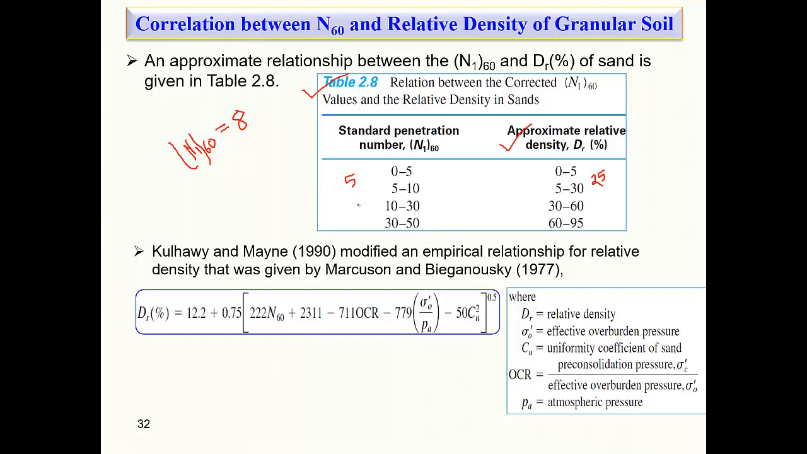So here you can see for a change of N160 of 5, the relative density changes by 25. So you can do the comparison with the 8. 8 and 5 difference is 3. So for 1 how much, and for 3 how much? Then you add the value for 3 to the 5. So you find the value, maybe 5 plus the calculated value. You understand?